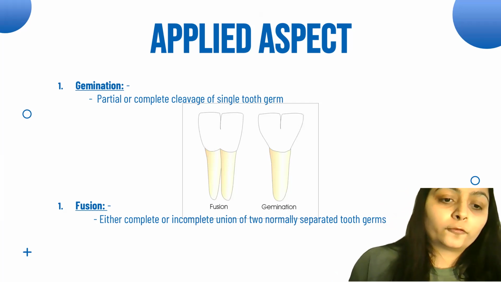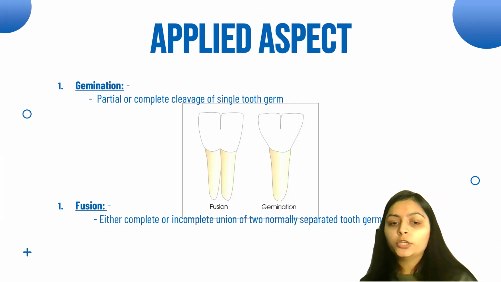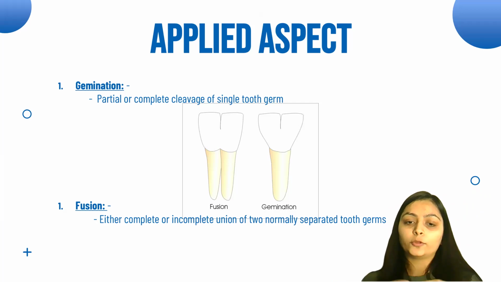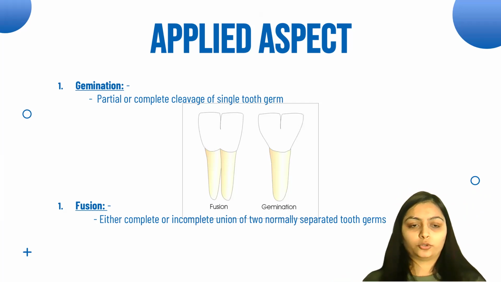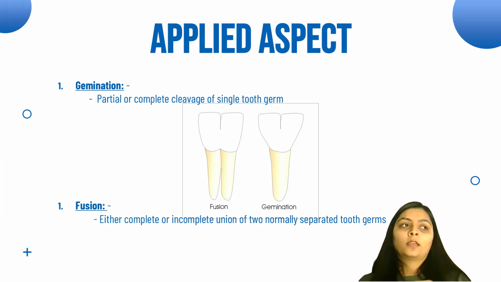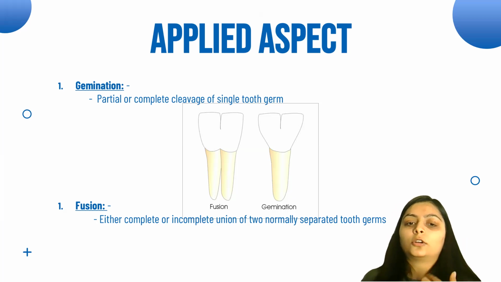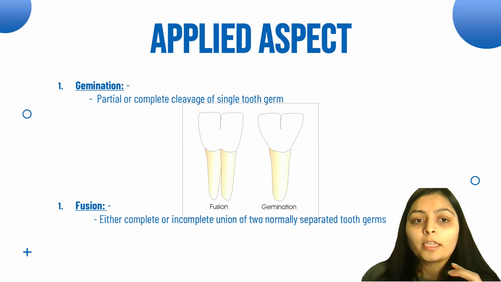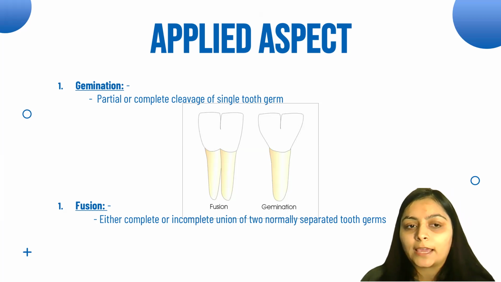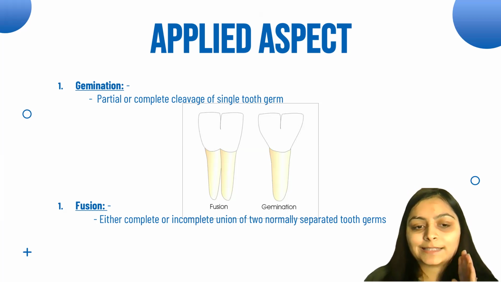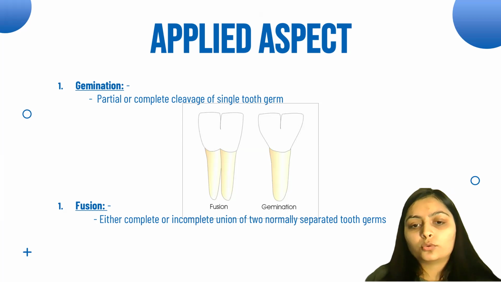Then we will come to fusion, either complete or incomplete union. It is opposite to gemination. It will unite two adjacent tooth germs which are normally separated, right? How are we going to differentiate between gemination and fusion? By counting the teeth present in the dentition. If teeth present in the dentition are more than normal, that means the tooth which we can see has witnessed gemination, but if the tooth number is less, then it means it is fusion, that two tooth germs have been combined.